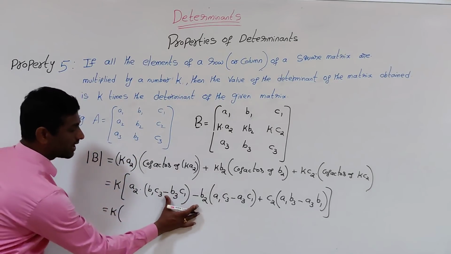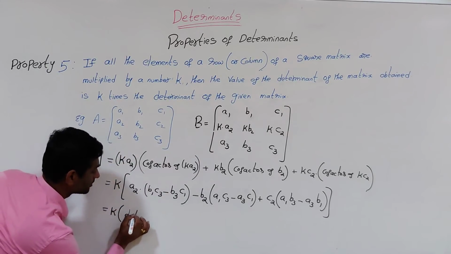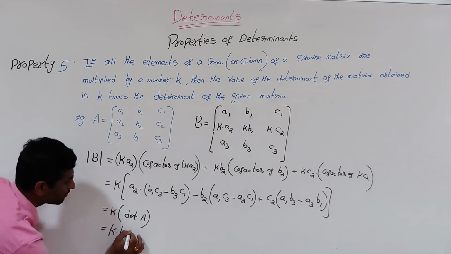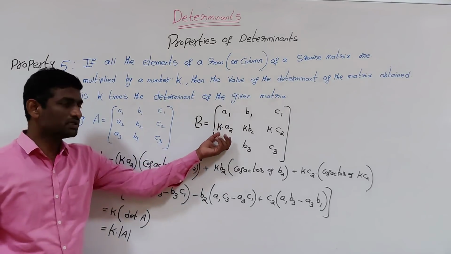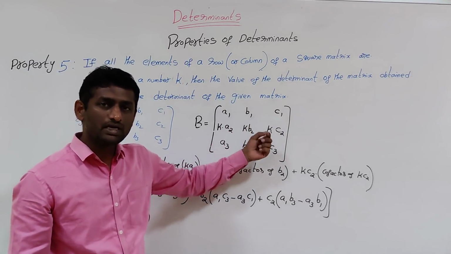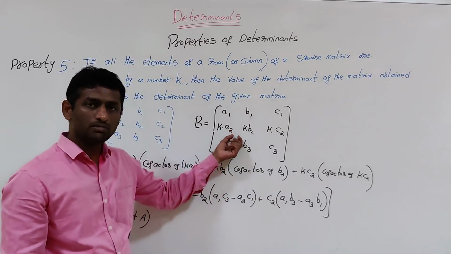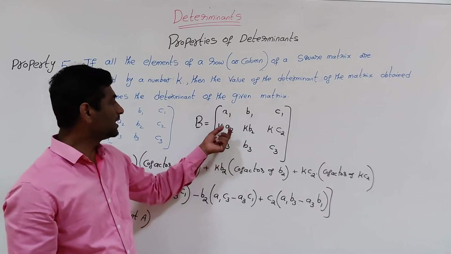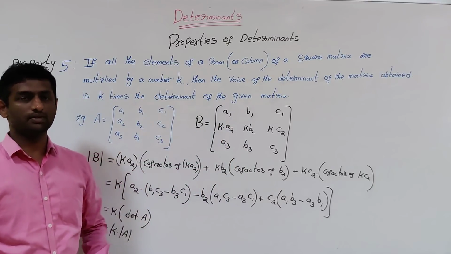This value is the same as determinant of A, that is, K into determinant of A. It means that if every element of a row is multiplied by a scalar K, then this determinant is easily found by taking K outside and writing the remaining elements.